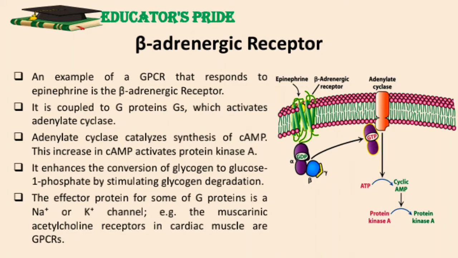The effector protein for some of the G proteins is a sodium or potassium ion channel. For example, the muscarinic acetylcholine receptors in cardiac muscles are G protein coupled receptors. These receptors are linked by a trimeric G protein GI to potassium channels. Binding of acetylcholine triggers activation of the GI alpha subunit that leads to opening of associated potassium channels. The subsequent efflux of potassium ions causes hyperpolarization of the plasma membrane.